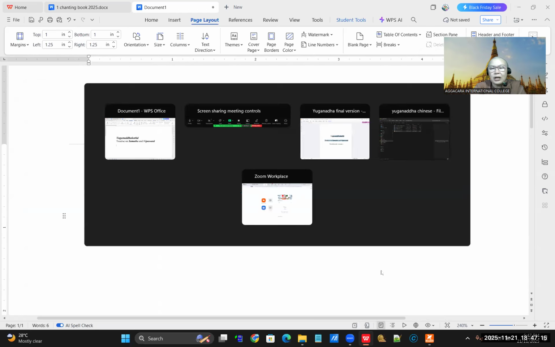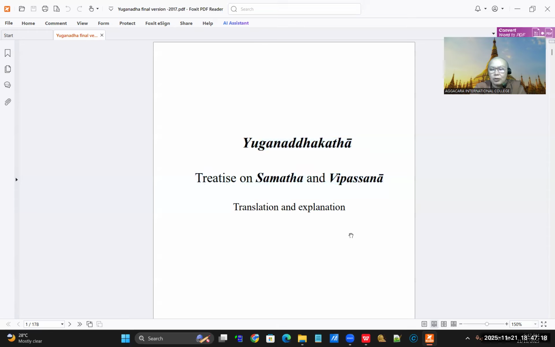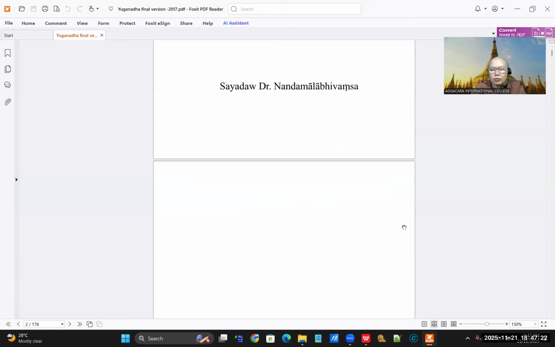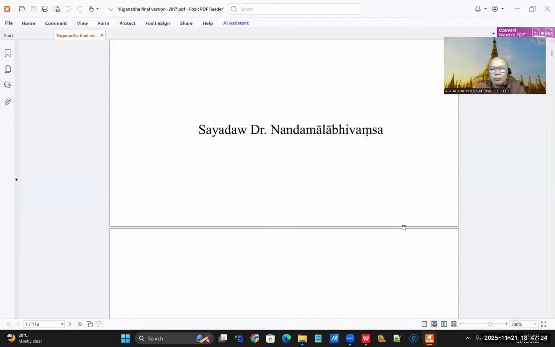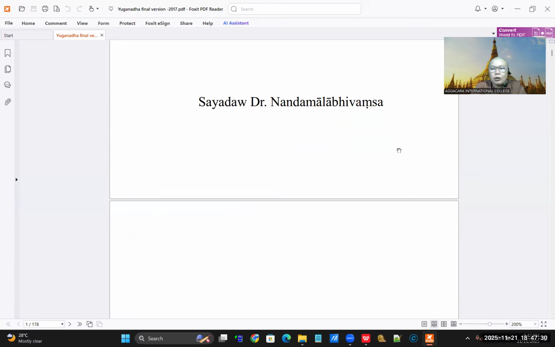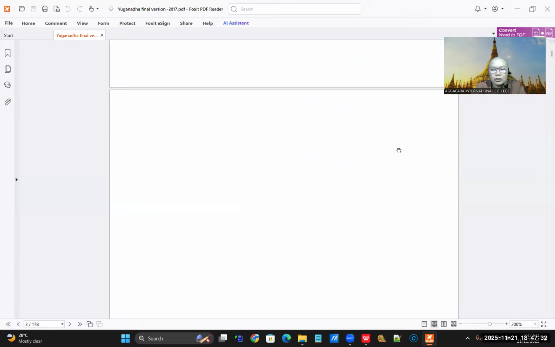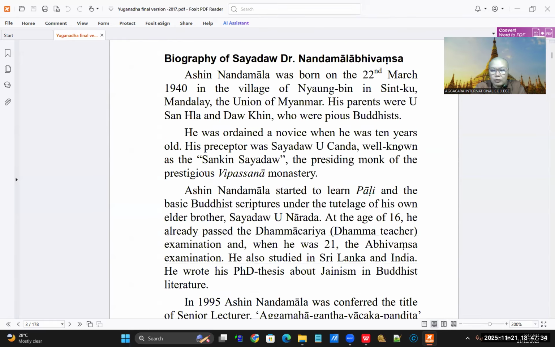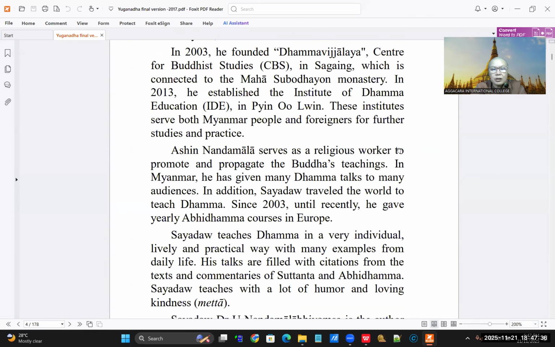All right, this sutta is not so famous because most people never talk about it. It's by Sayadaw Dr. Nandamala. I think most of you have heard of him. I respect him very much because I always listen to Abhidhamma talks from him. In future, I hope to translate more of his Burmese Dhamma talks into English. We have already done a few rounds of Abhidhamma.